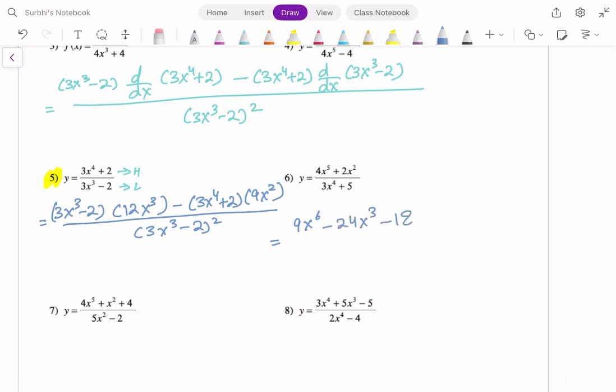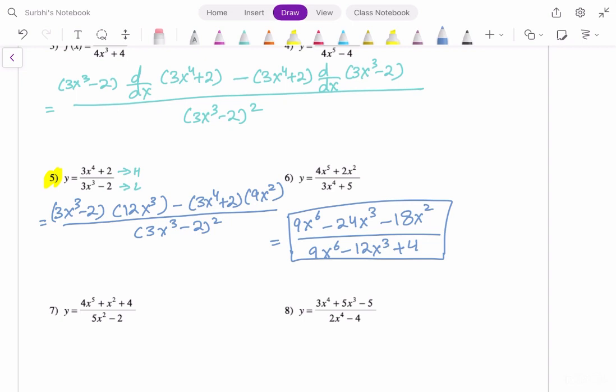That's why I try to keep solving of the denominator for the last. And remember, in this denominator, we are using the property of a minus b whole squared, which is nothing but a squared minus 2ab plus b squared. So this is your final answer for question number 5.